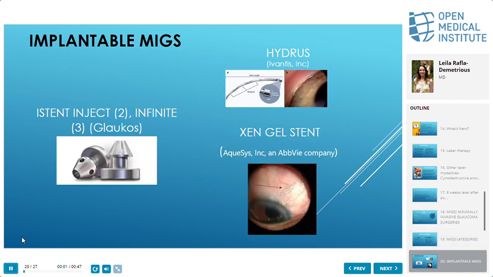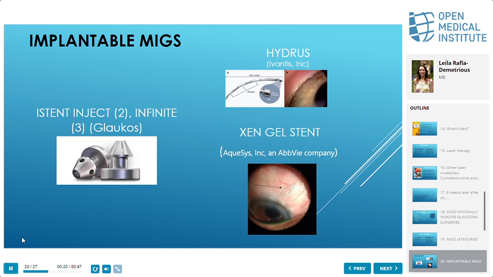So some of the implantable MIGS are the main ones, actually. So there's the iStent. So this is the iStent Inject, which gives us 2 little stents. The iStent Infinite is the newest on the market. We have not gotten it yet in our hospital, but people in New York City are doing that, and that gives you 3 stents that you can place in separate clock hours throughout the nasal angle.